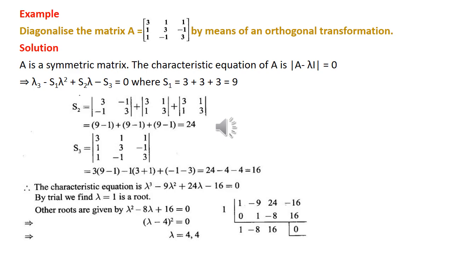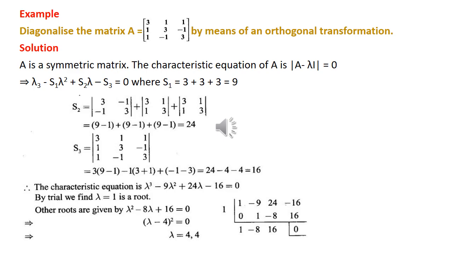First, we try with lambda equal to 0, but it doesn't satisfy this equation. So next we move to lambda equal to 1, and lambda equal to 1 satisfies this equation. So we say that lambda equal to 1 is a root. Next we need to find the other two roots by using the synthetic method.